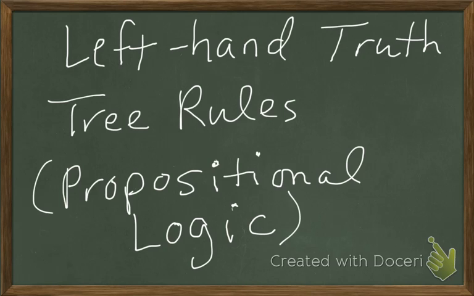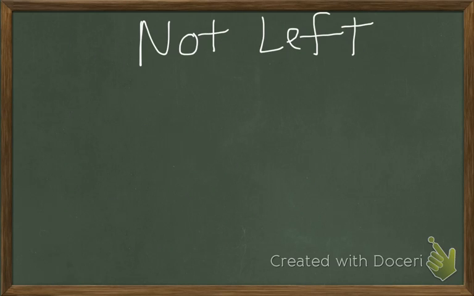The good news is that these rules will be easy to memorize, since they are based on concepts that you are already familiar with, the standard truth tables for each logical operator. We will start with the rules that don't require branching. So we will start with the easiest rule, the rule of not left.